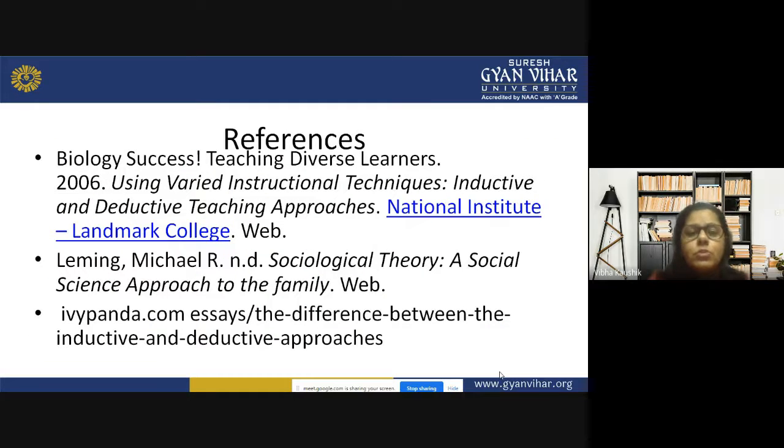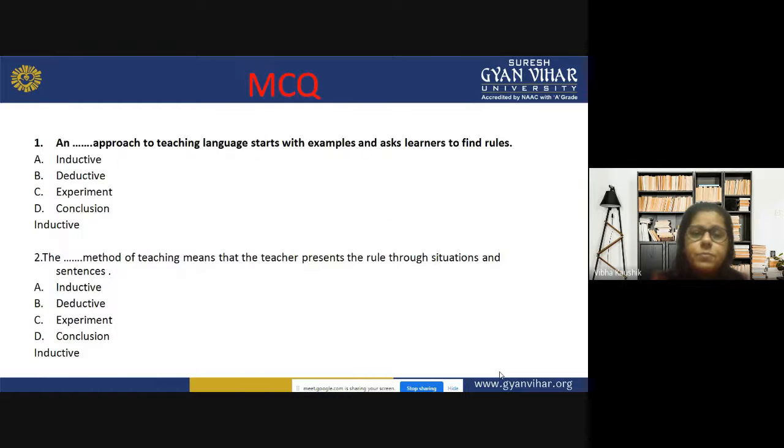So today, students, we have learned the concept of inductive and deductive reasoning. We have come to know that these approaches can be used by the teacher to teach the students specific concepts. For further reading on this topic, you can refer to these references. Now let us discuss some MCQs, as MCQs are the best way to learn how much the students have learned the particular concept that we have taught them today.